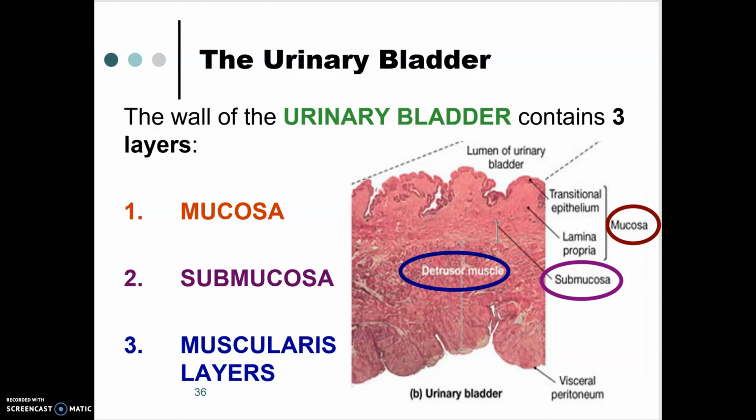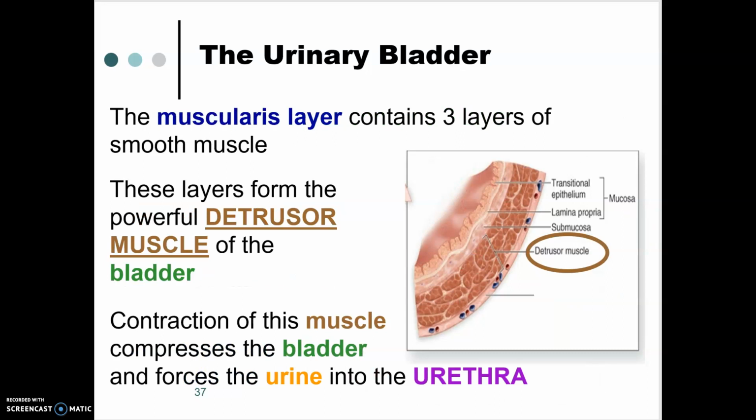Again, let's have a look at the tissue plan, the microanatomy of the urinary bladder. We're going to see, again, mucosa, the submucosa, and we're going to see those muscular layers. Now, in the bladder, the muscular layers have a name because the bladder muscle is quite important, and we call that muscle layer the detrusor muscle. It makes up a powerful muscle, which allows us to void our bladder of urine when it gets too full.